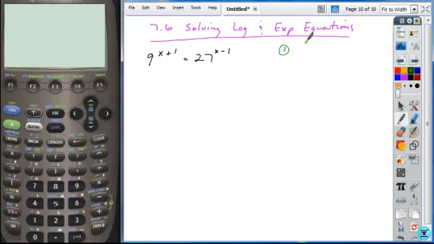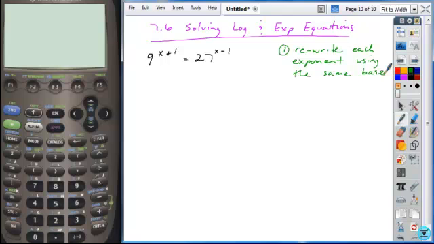The very first step is you want to write each side of your equation or each exponent in terms of the same base. So you're going to rewrite each exponent in terms of the same base.